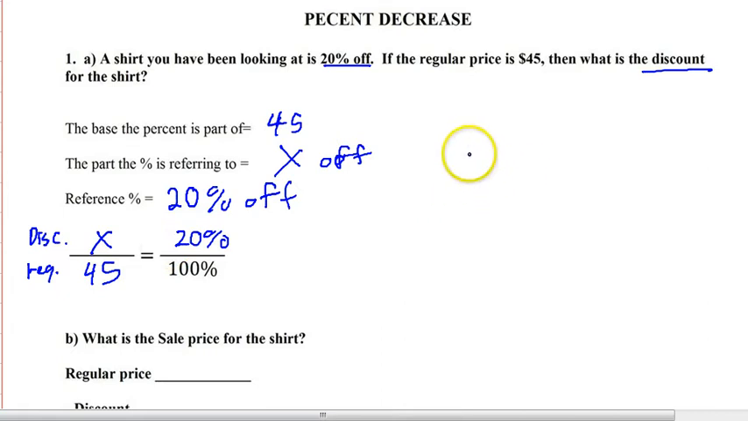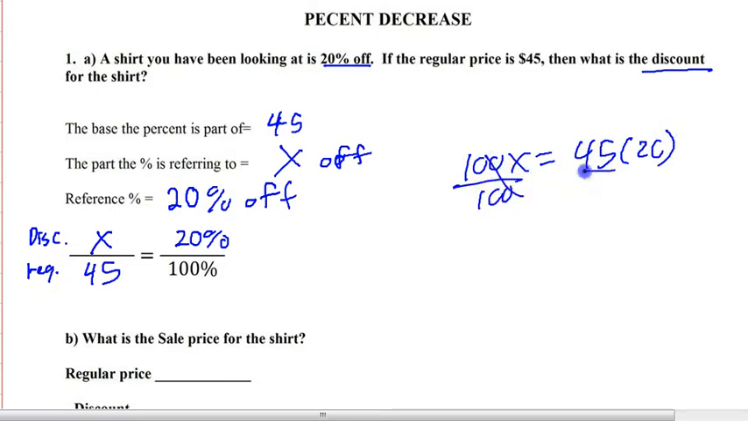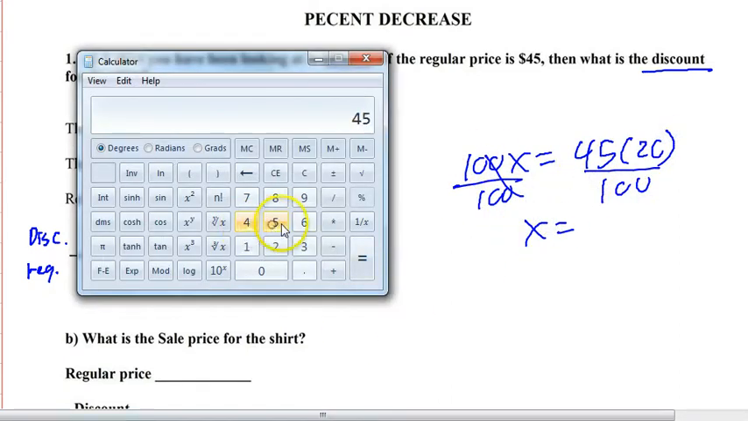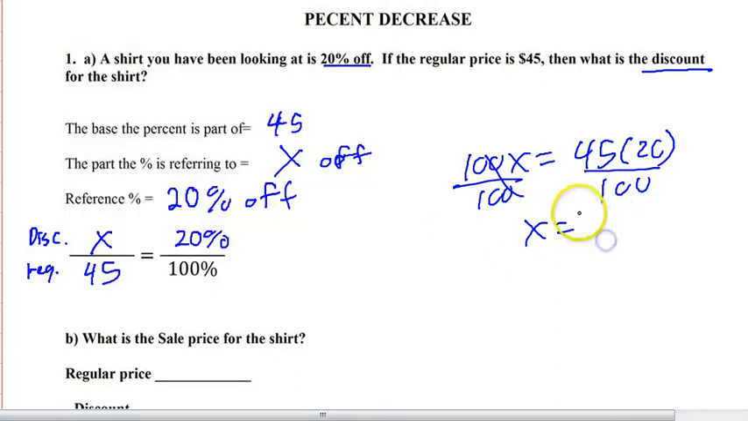And then we cross multiply. So 100x equals 45 times 20, divide by 100, and x equals 9. And again, if you want to figure out what that is, it's $9 off. It's our discount. So that is our discount, $9.